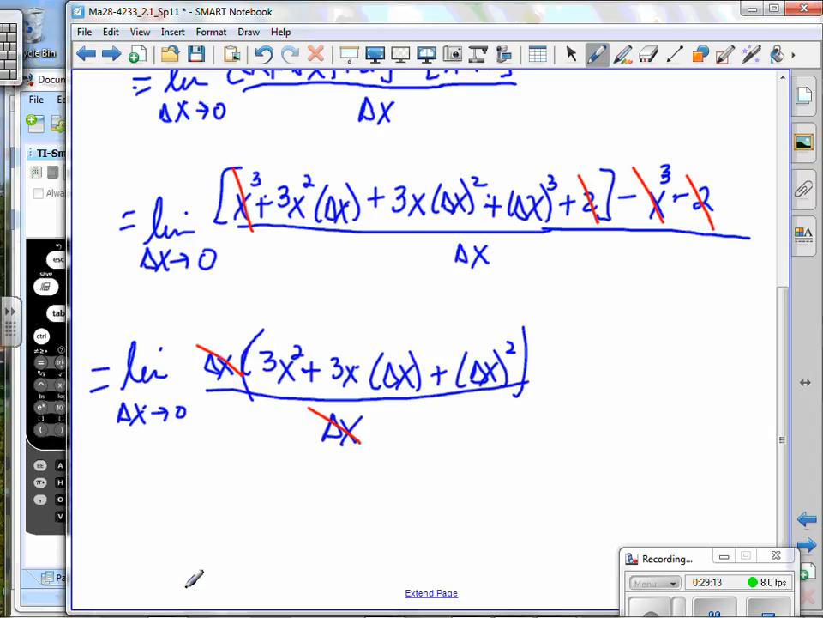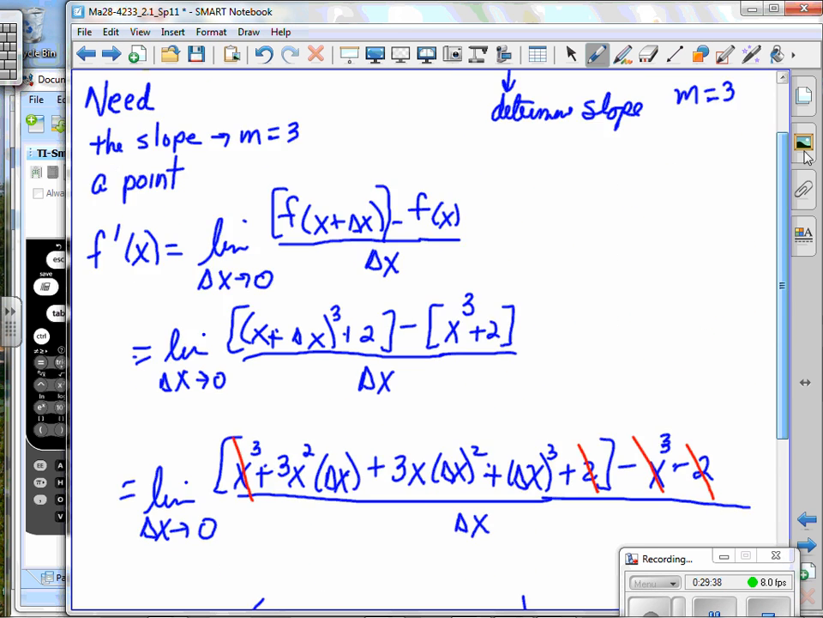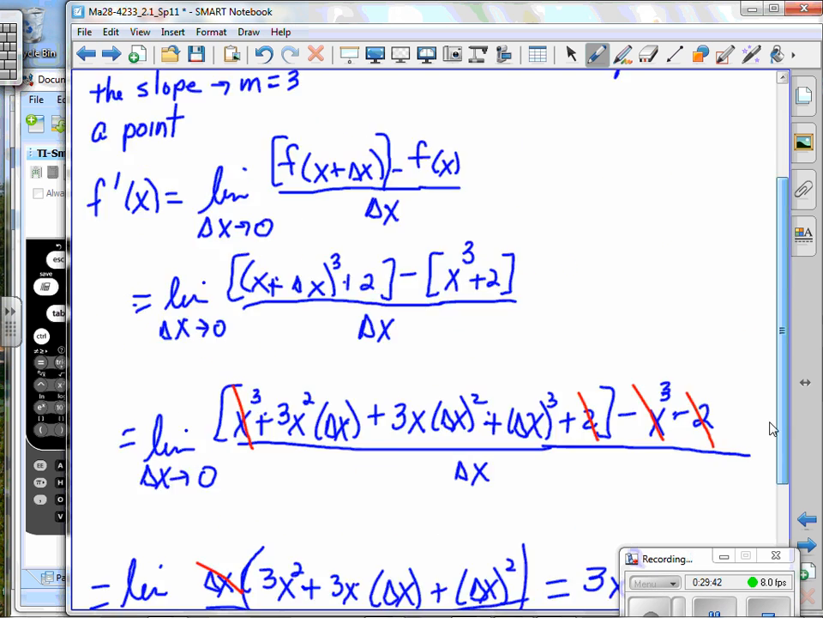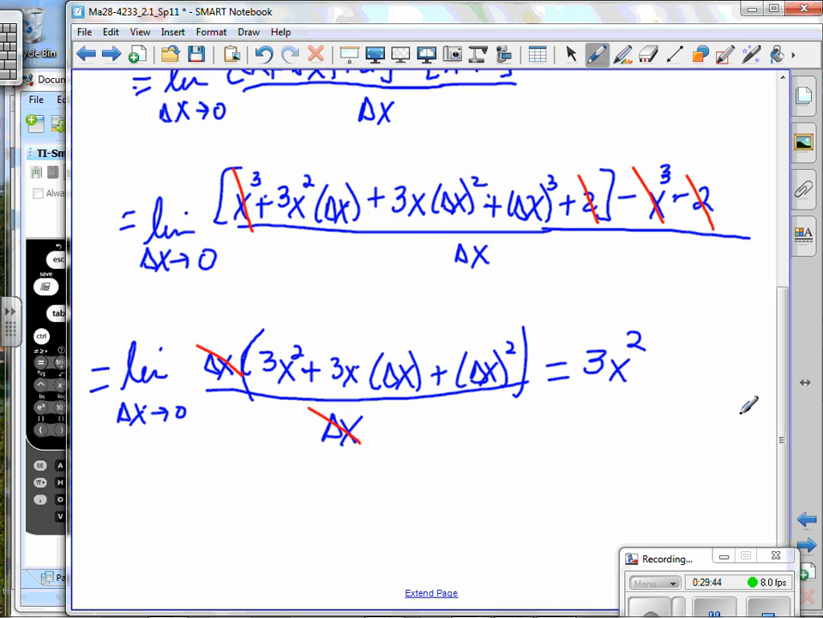Now can I use direct substitution? Yeah, and my answer is 3x squared. Matthew, did that come out to be what you thought it was going to be? Absolutely. But why does that work? Now, we spent a lot of time just getting the derivative. So what? I got an expression for the derivative.